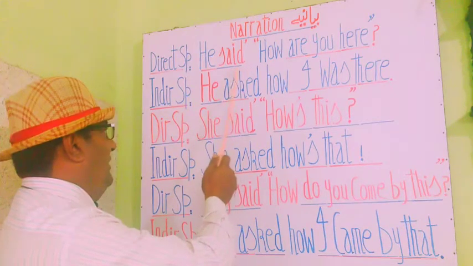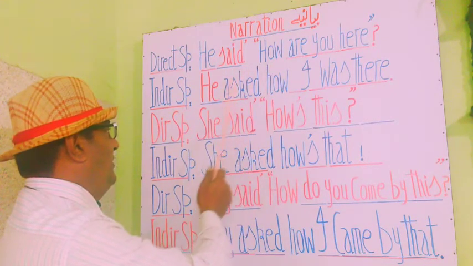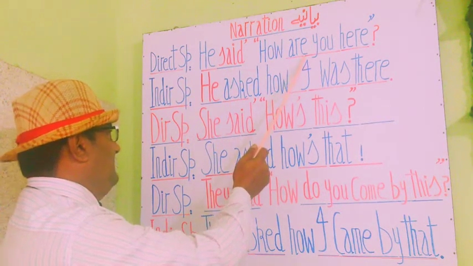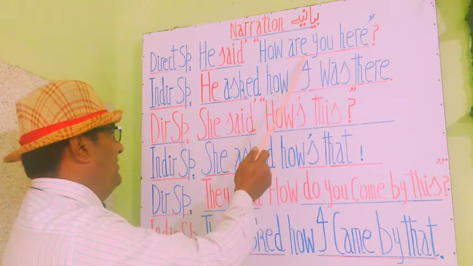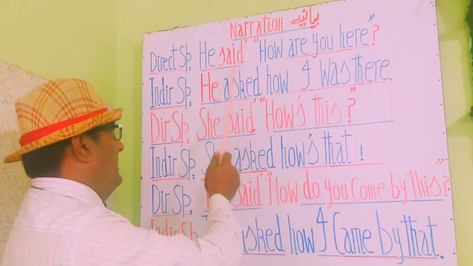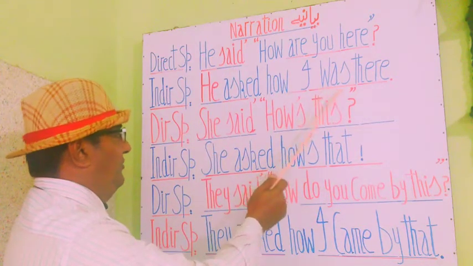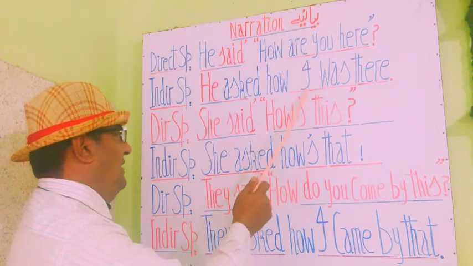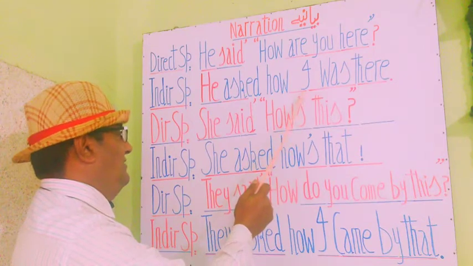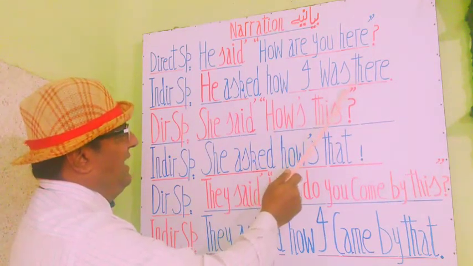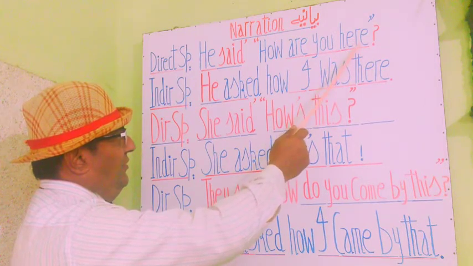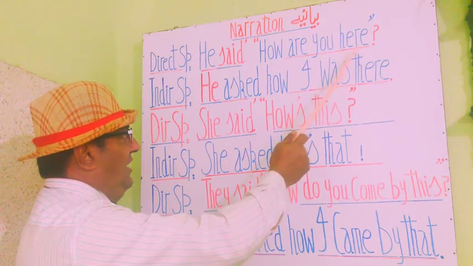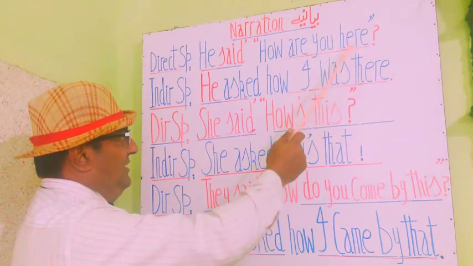By rules, when we convert direct speech into indirect, we also change the verb inside the commas. If it's in present, we will put past. The past of are is was, because I is a singular pronoun and a subject. So, how I was. Now this word here will be changed as by rules and instructions. Here will be changed into there.